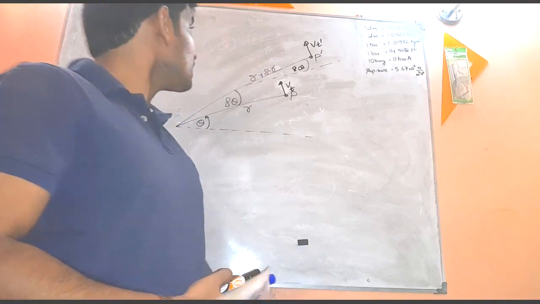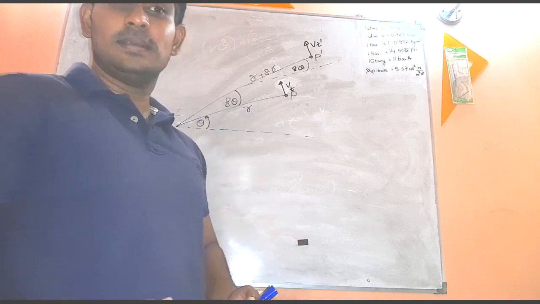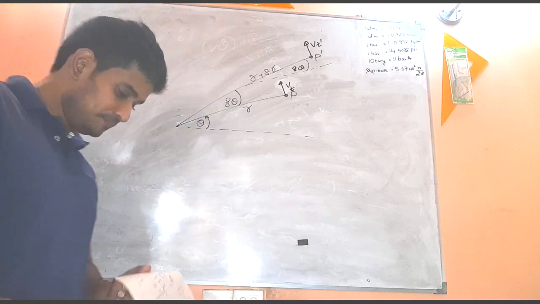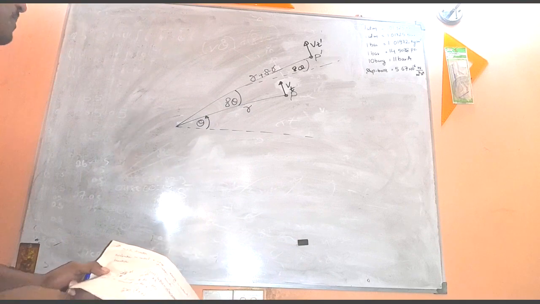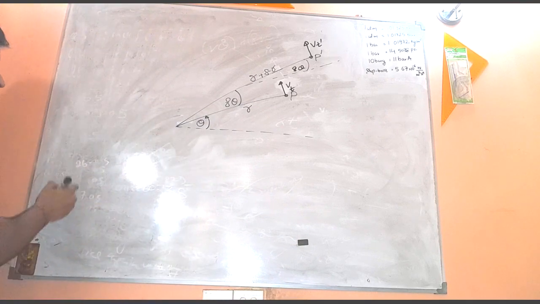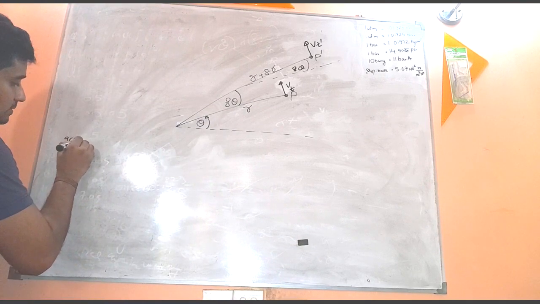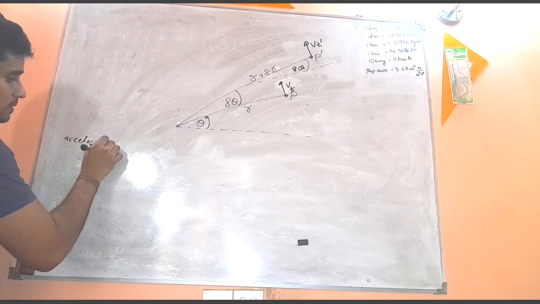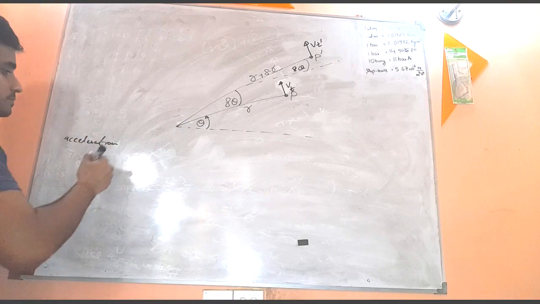Now let's see how to obtain the radial acceleration component. So let's write the acceleration in the radial direction.